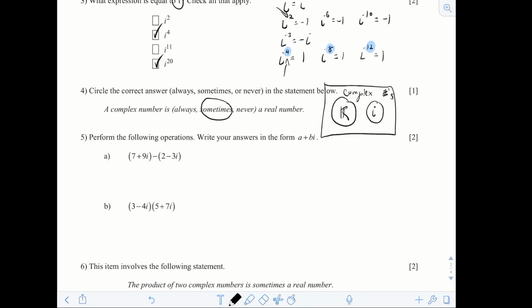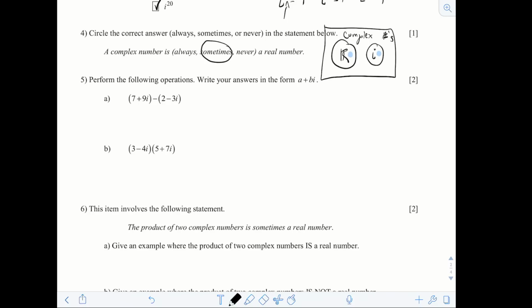Now, why is it sometimes? Well, technically, I could have a spot that is in the imaginary, so then it would not be considered to be real. I could have a spot that is actually in the real numbers, so it could be sometimes.